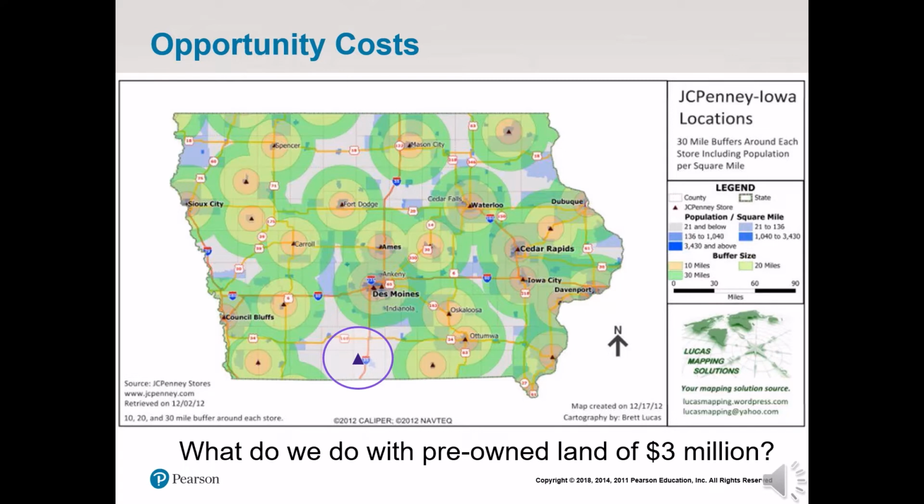Looking at this graphic of Iowa, let's say that a piece of land is owned by JCPenney in southern Iowa. You can see the circle here representing that land. If the land is worth $3 million and the project is accepted, the $3 million becomes part of the project. The $3 million is an opportunity cost. If the new store is not built, JCPenney could sell the land and receive the cash flow of $3 million.